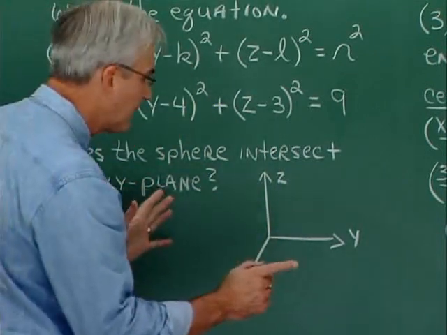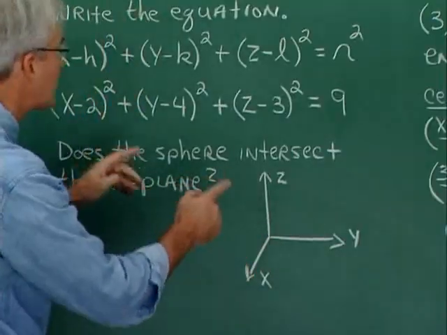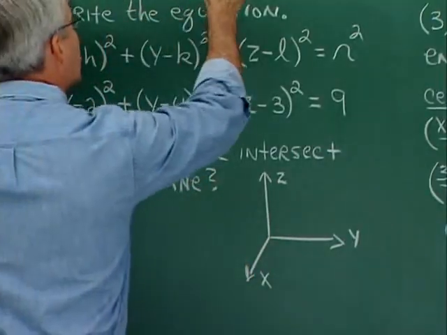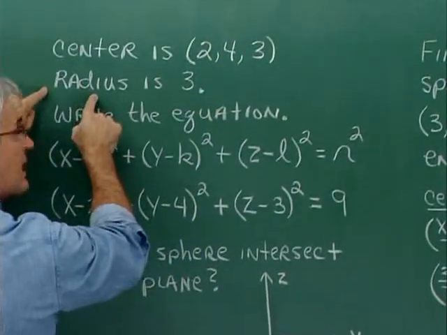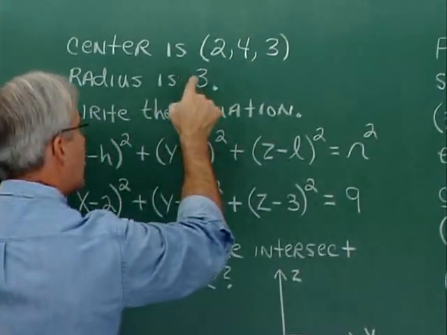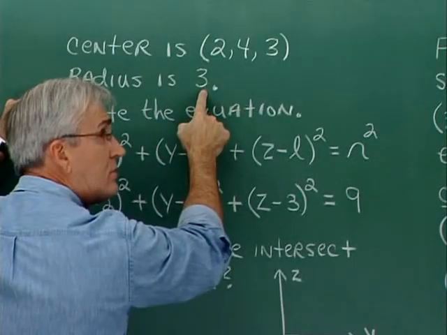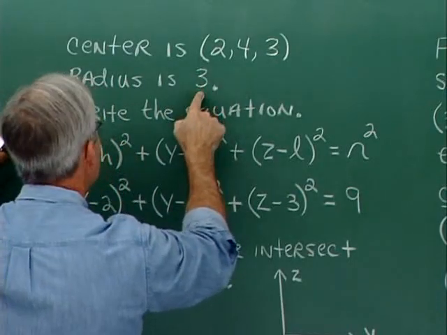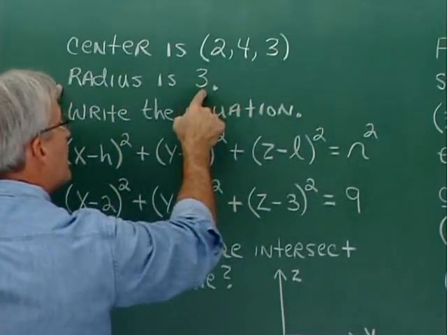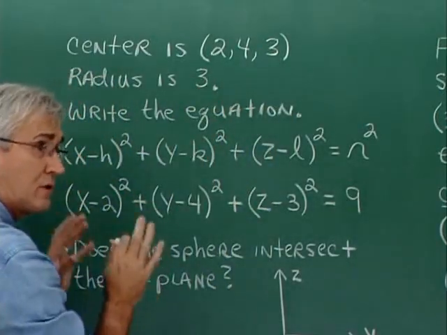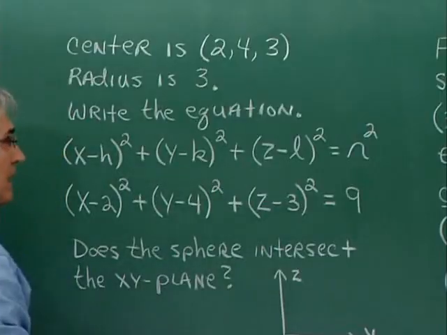I'm probably overemphasizing this, but I'm doing it for a purpose, because when we're talking about a position that is 3 units from the xy plane, and we have a radius of our sphere of 3, then yes, if the radius is 3, and it's only 3 units above the xy plane, then there is one point where this sphere touches the xy plane.